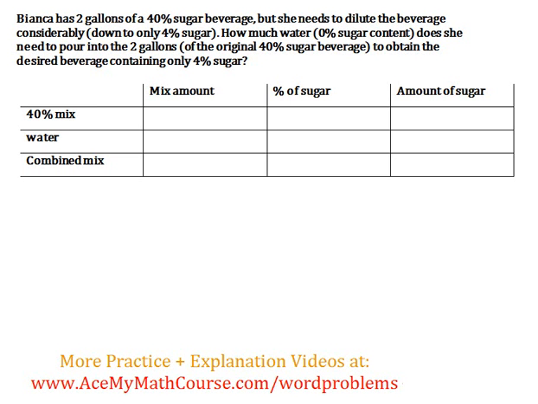And here we have yet another fantastic word problem. I prepared a table beforehand that might be pretty useful. Let's get started. So Bianca has 2 gallons of a 40% sugar beverage.